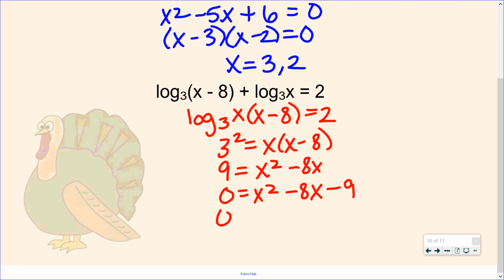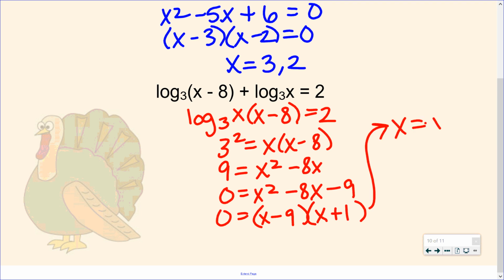Does it factor? Negative 9. Positive 1. So what does x equal? Negative 1 and 9. Okay, so now look back. Do both of those make my logs positive? No, we have an issue.